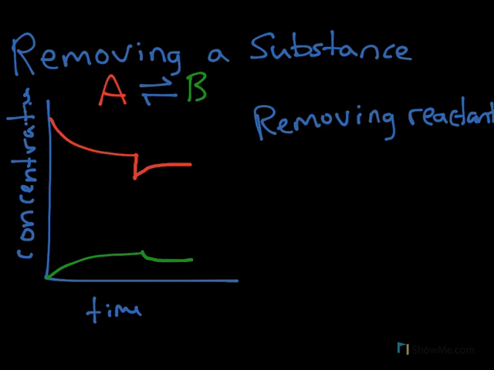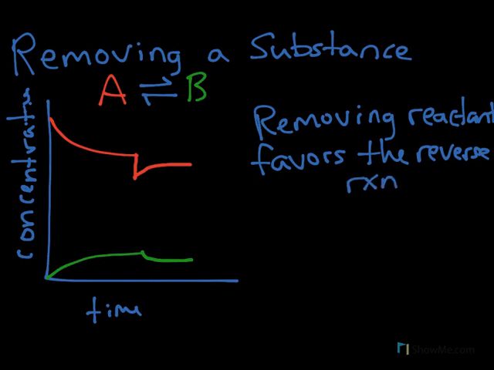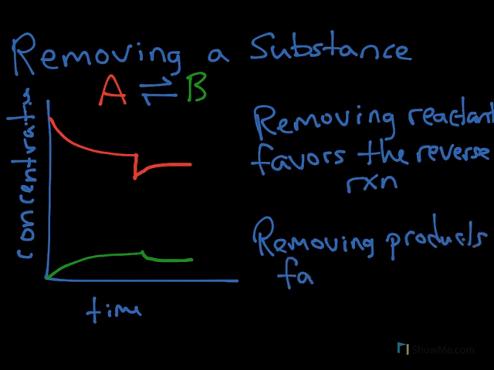So removing a reactant favors the reverse reaction, because the removal of those reactants forces the reaction to produce more of those reactants, which is going in the backwards direction. The opposite is true if you remove products. So removing products must then favor the forward reaction.